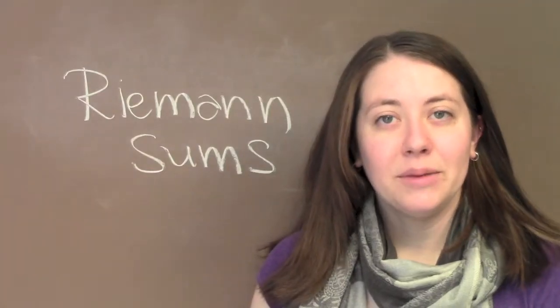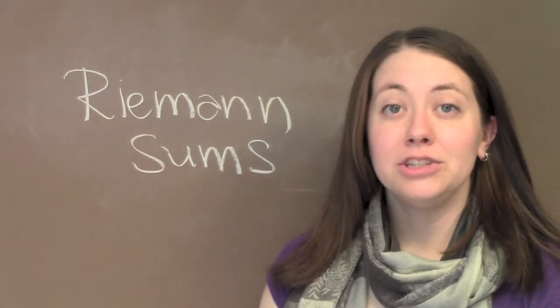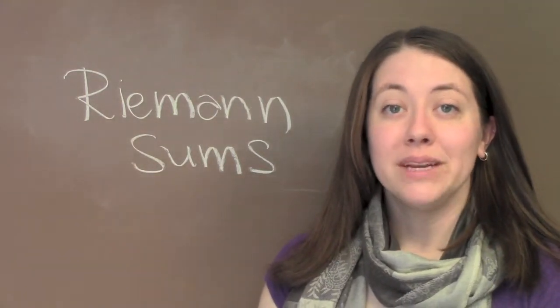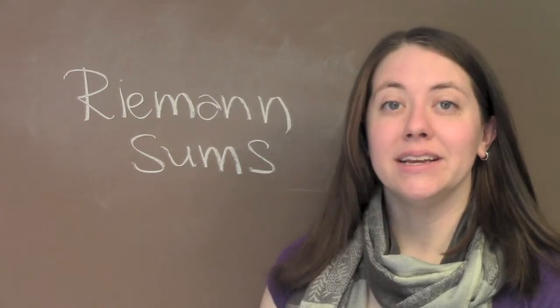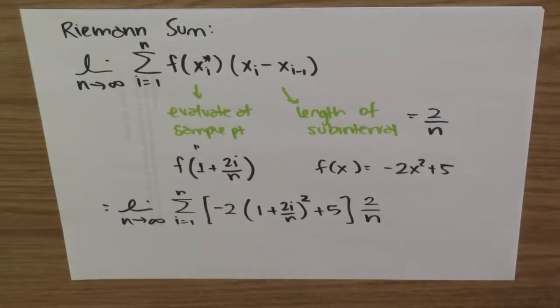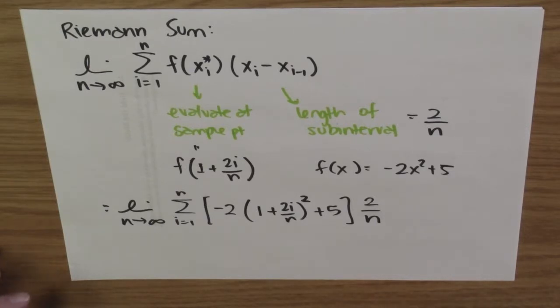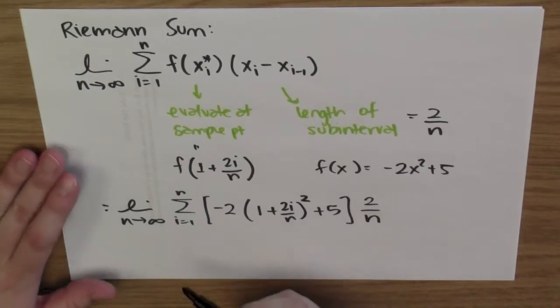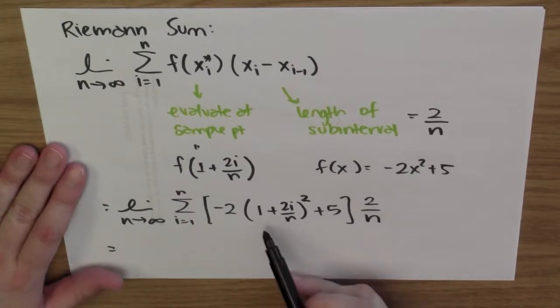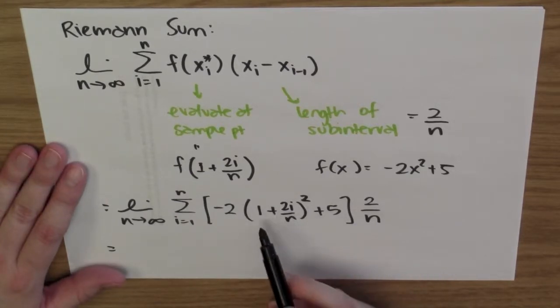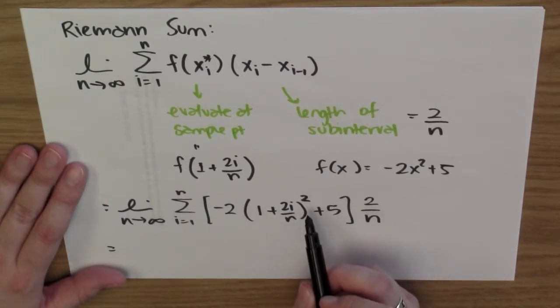The middle step in any problem about Riemann sums is always to do a lot of algebra. Make sure you do these steps very carefully. So now we set out to just do a whole bunch of algebra, right? And as we have stated a bunch of times, you want to do this as carefully as you possibly can. So the first thing that I probably want to do is expand out this (1 plus 2i over n) squared.